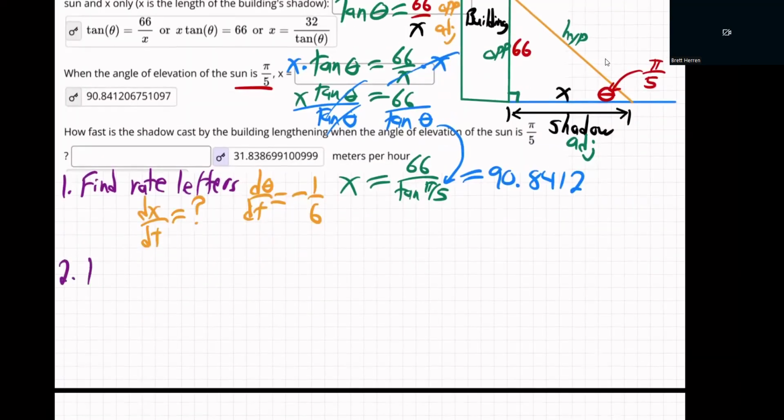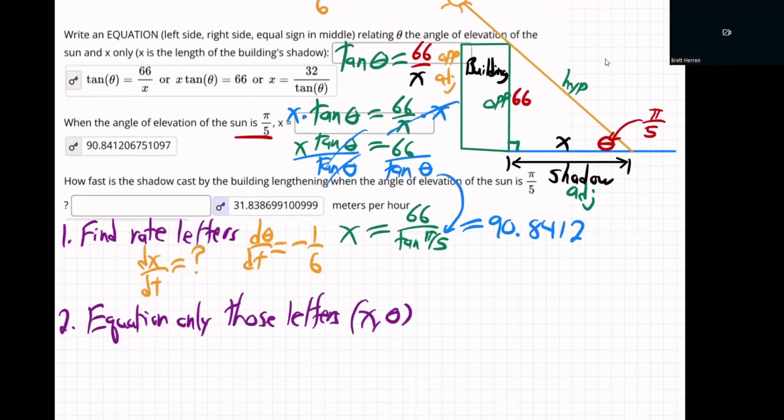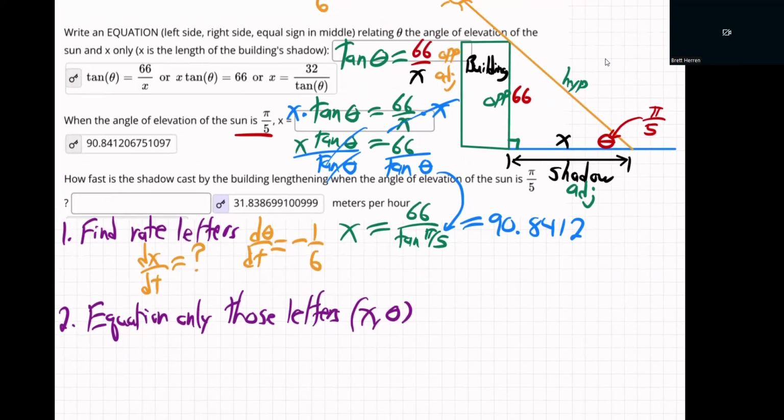Step two, write an equation with only those letters, meaning x and theta, and that we did. We got that right here. So that's tangent theta is 6 over x. Got that right there. See, it only has theta and x.